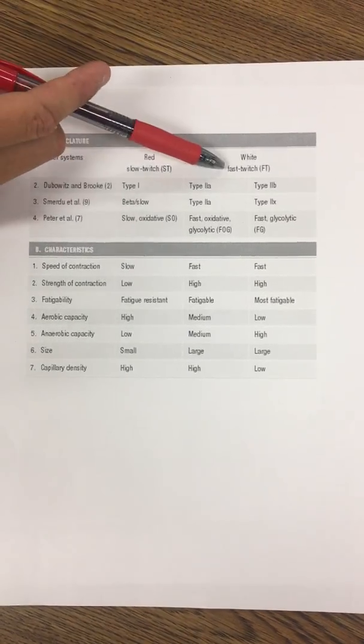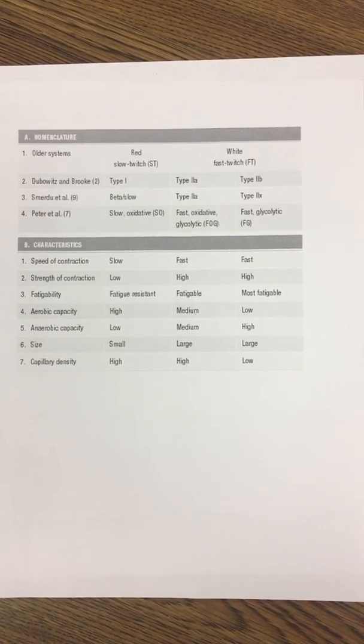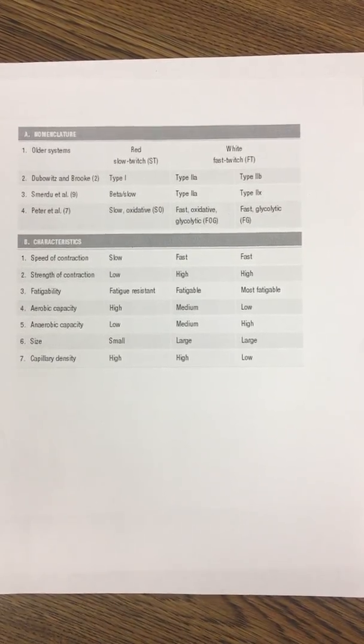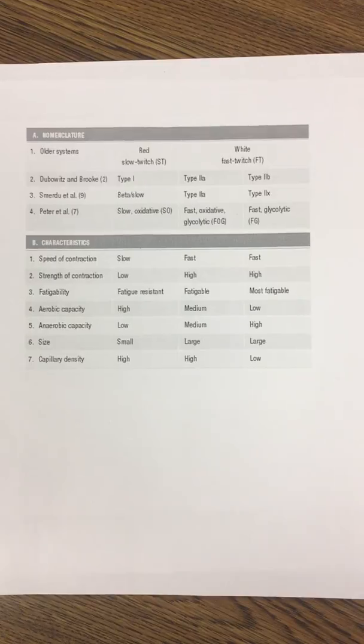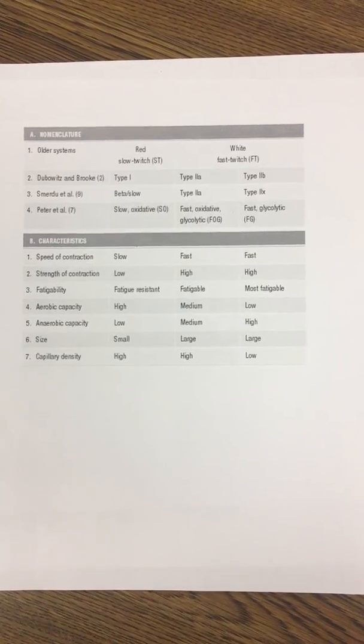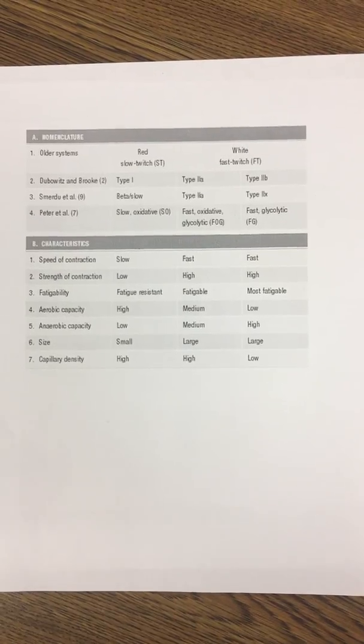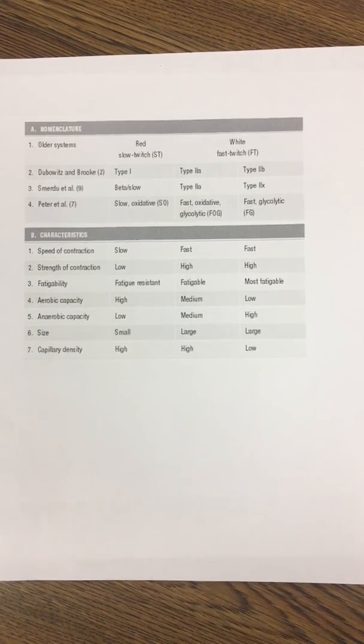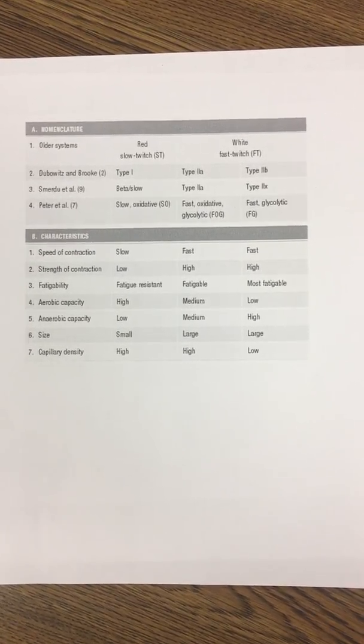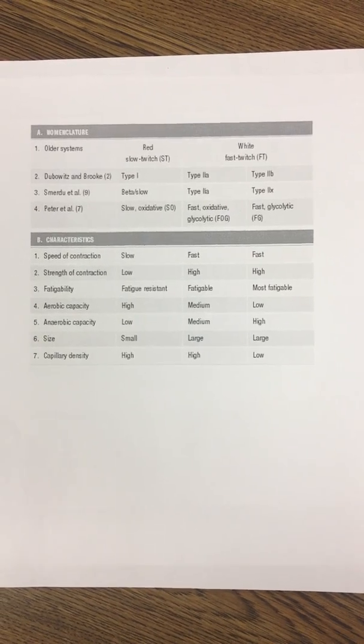The second type is white, fast twitch muscles. This type has a fast speed of contraction and gets tired easily. You commonly see fast twitch muscles in athletes who play sports such as pitchers throwing a baseball or football running backs who have to make sharp cuts and sprint several yards at a time.